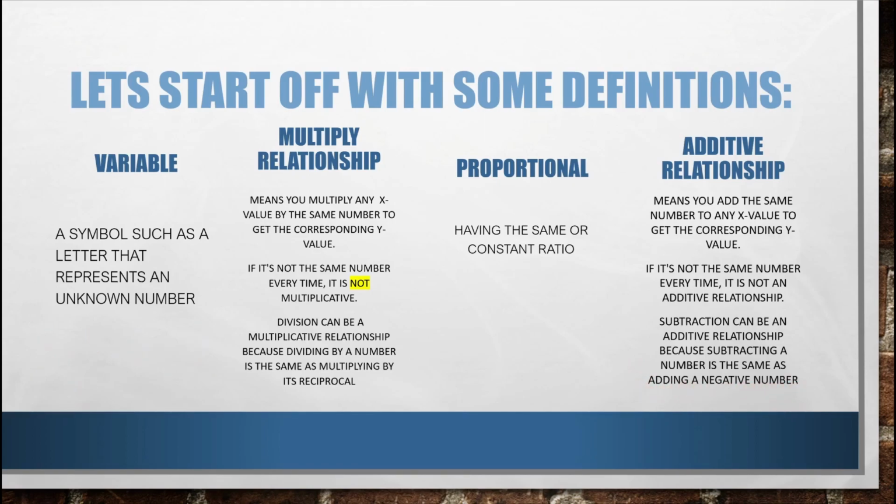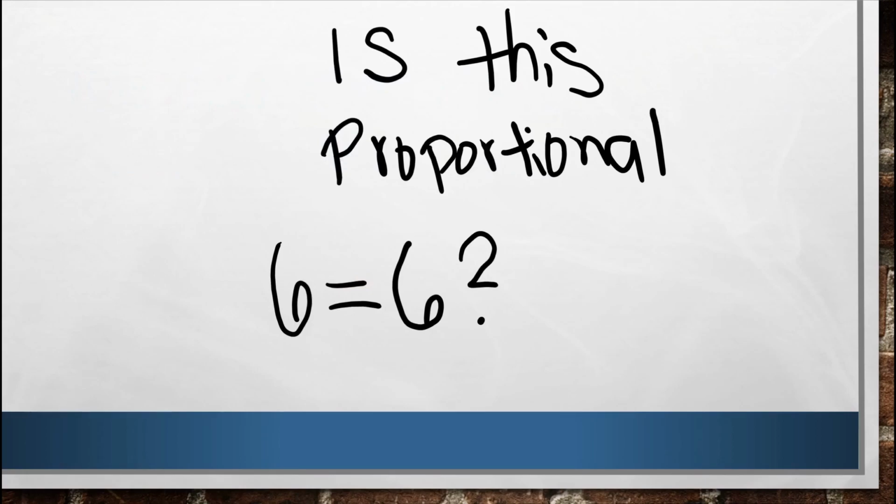Now we have some examples. What would you think of this? Is this proportional? 6 equals 6. Well, I'm sure you've seen that. If you've got 6 of something and then 6 of something on the other side, yes, of course it is equal.